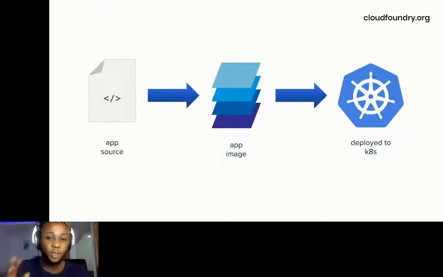So let's go over the process again to make it even easier. You have your app source. When you do a CF push to a Kubernetes cluster that has been created for you with Cloud Foundry for Kubernetes, it converts your app to an image, which is then deployed to Kubernetes. That's how simple it is with just a single command, CF push. That's the developer experience Cloud Foundry brings to Kubernetes, making it even easier for developers to leverage the power of Kubernetes.